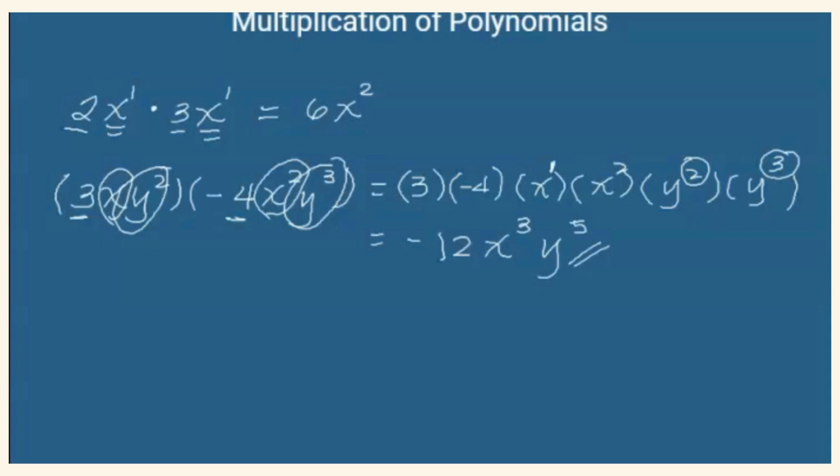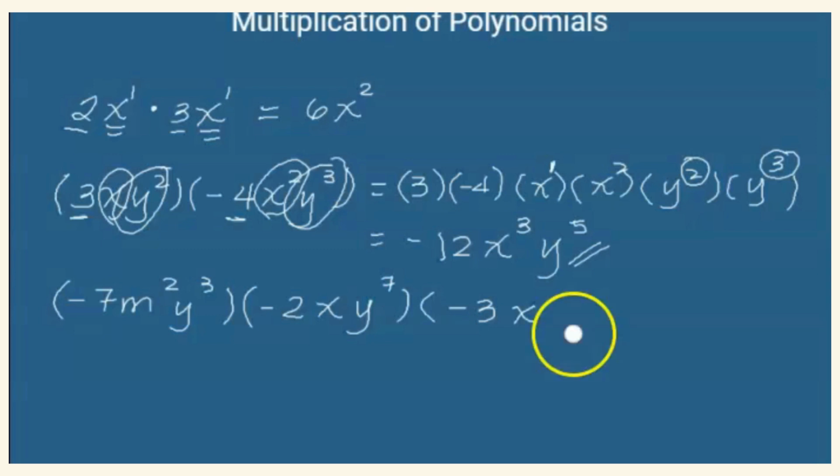Let's try this one. Negative 7m squared y cubed times negative 2x y to the 7th power times negative 3x squared y. Okay, let's change this m, sorry about that, to x.